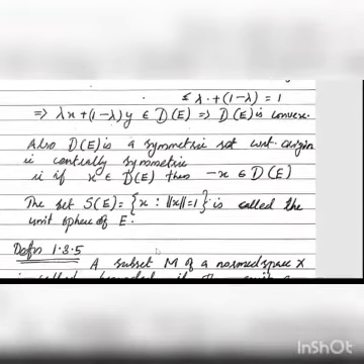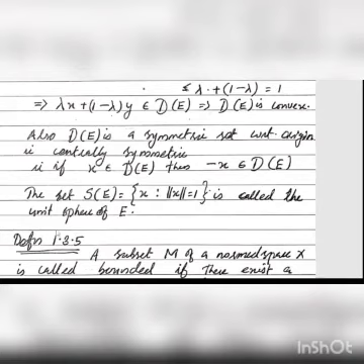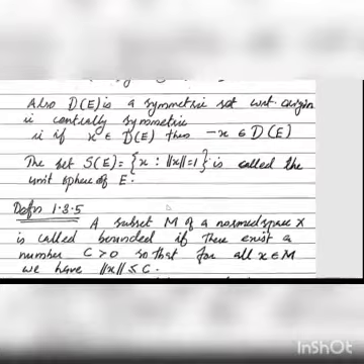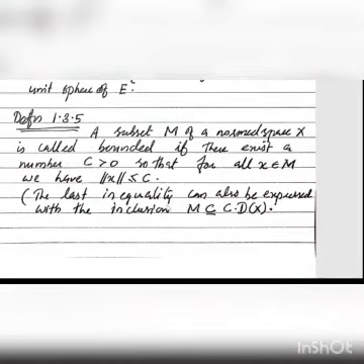Set S of E is equal to x such that norm of x equal to 1. Just before, you studied less than or equal to, that we call the open ball. Now this is called the unit sphere of E. One more definition. A subset M of a normed space X is called bounded. You have already studied this one, as a set being bounded.